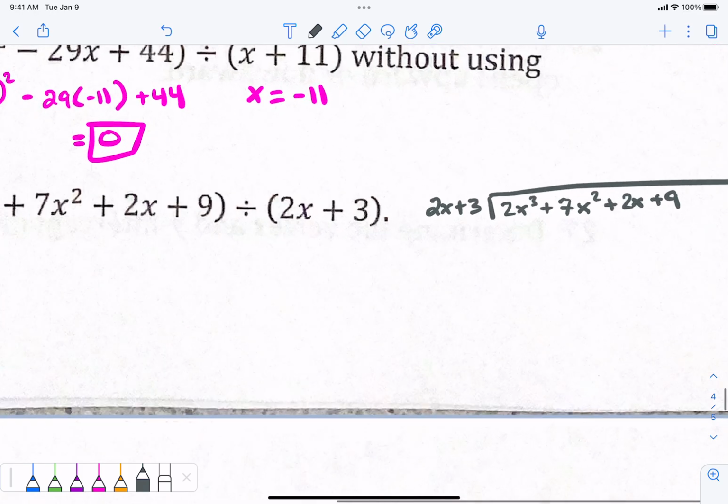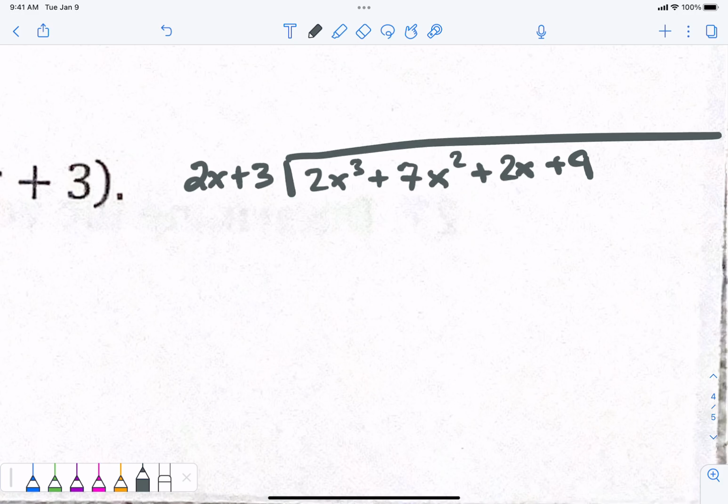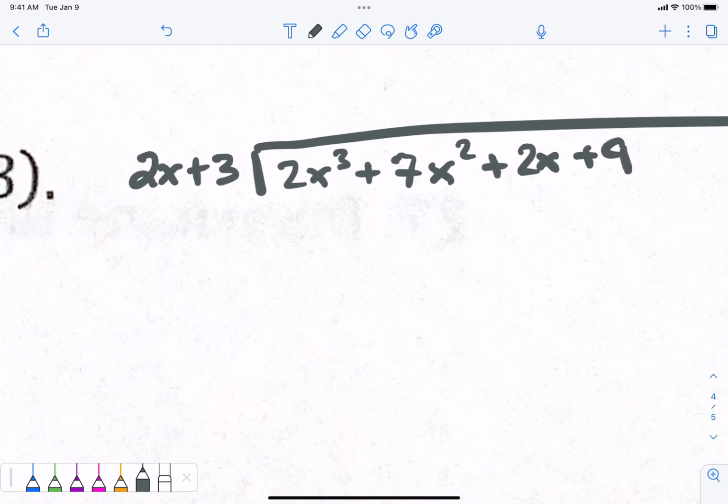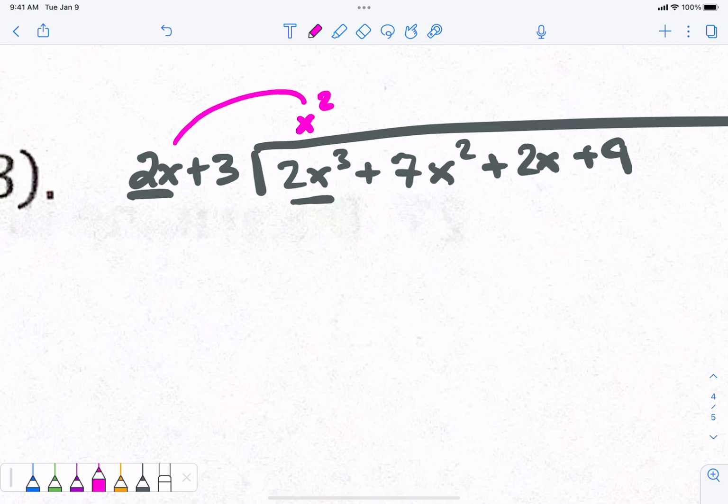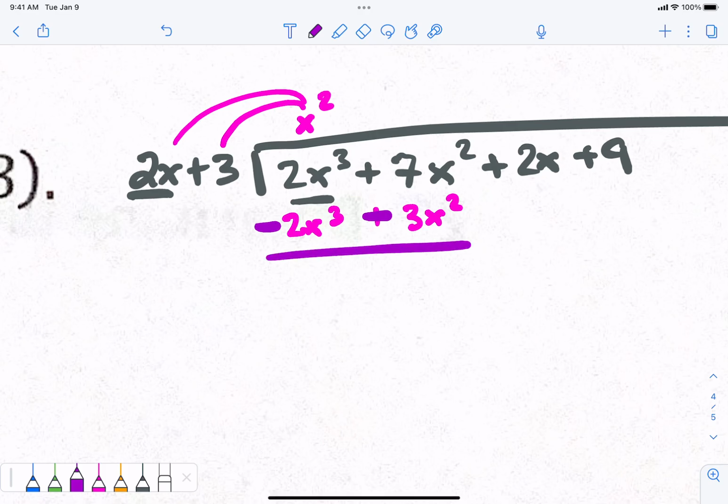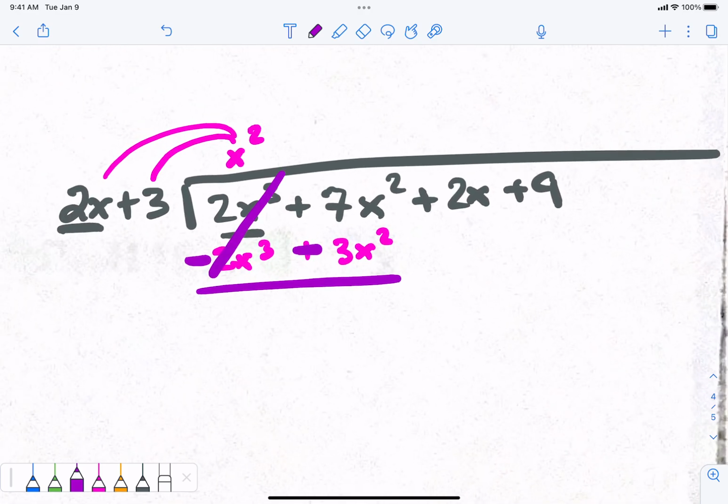Okay. All right. Do you want to do this together or on your own? Together, please. If you don't want to do it together, just don't listen to me. What do you take times 2x to get 2x to the third? X squared, right? Multiply back through: 2x to the third plus 3x squared. Okay, switch the sign: minus, minus. The 2x to the thirds cancel. How many x squareds? Plus 4. Yep.